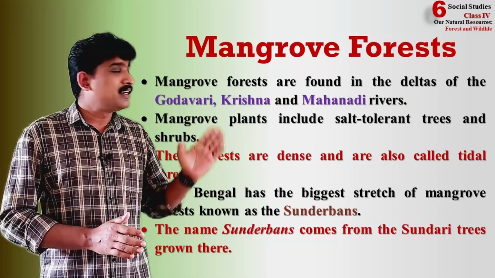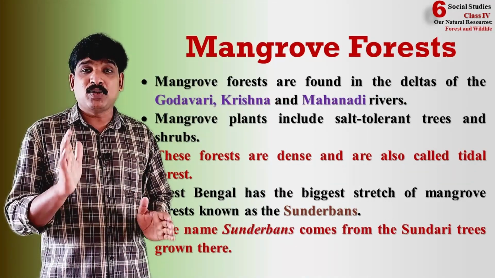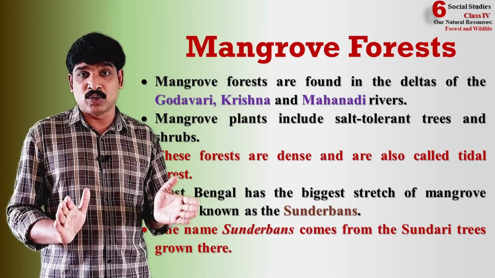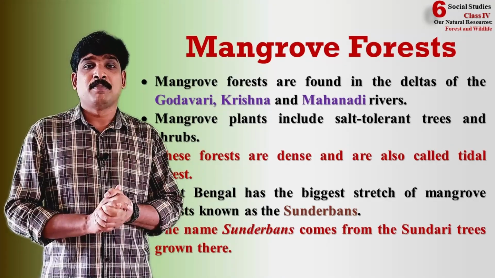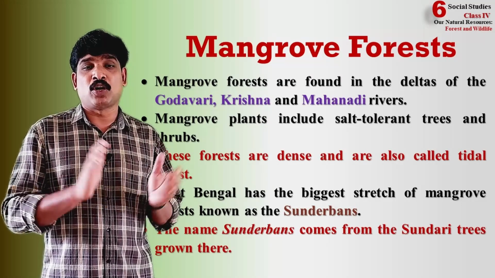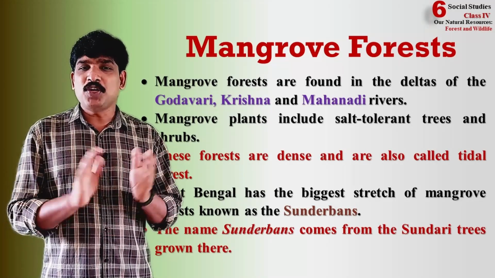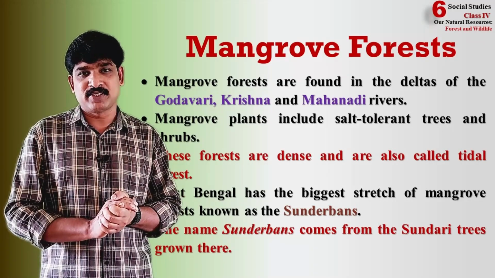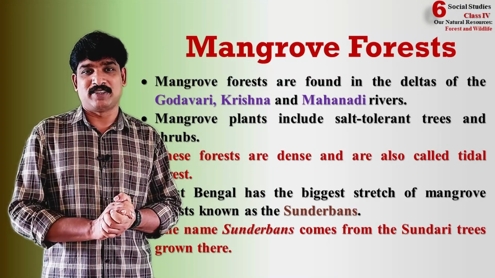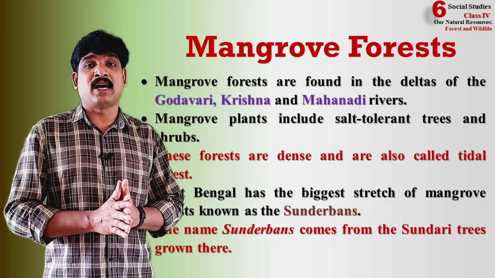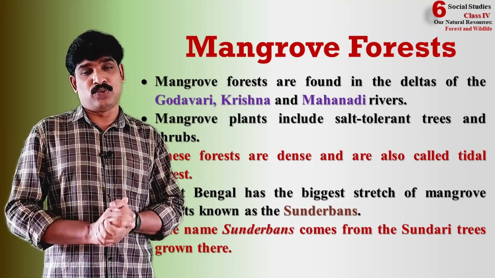And the next one is mangrove forest. Mangrove forests are found in the deltas of the Godavari, Krishna and Mahanadi rivers. Mangrove plants include salt-tolerant trees and shrubs. What do you mean by salt-tolerant trees? The trees or shrubs that can grow in salty areas as well. These forests are dense and are also called tidal forest.